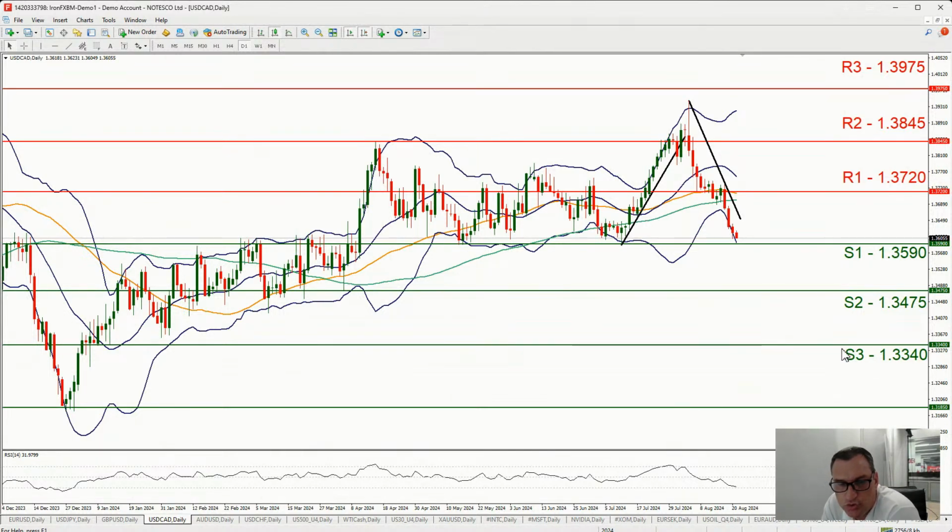Another issue which would be of interest for CAD traders would be the path of oil prices. Oil prices seem to continue falling, which could be having an adverse effect on the Canadian dollar as well, on the loonie, given Canada's status as a major oil producing economy.